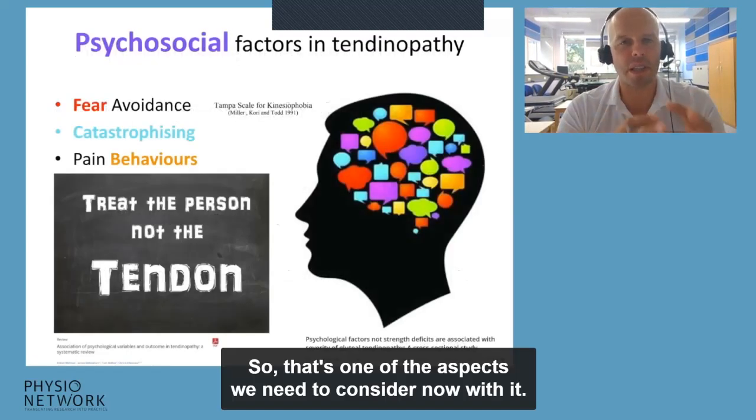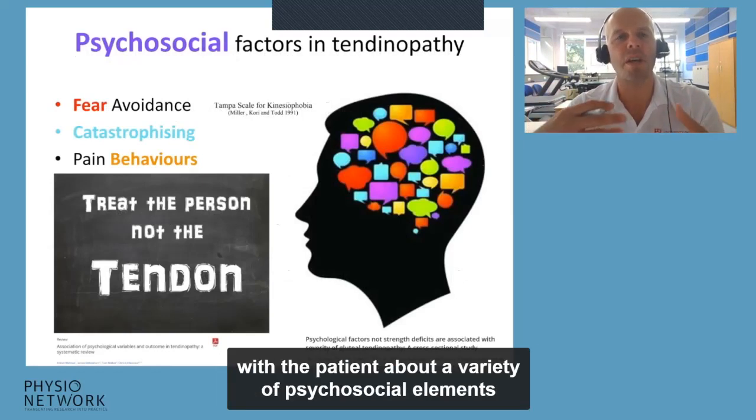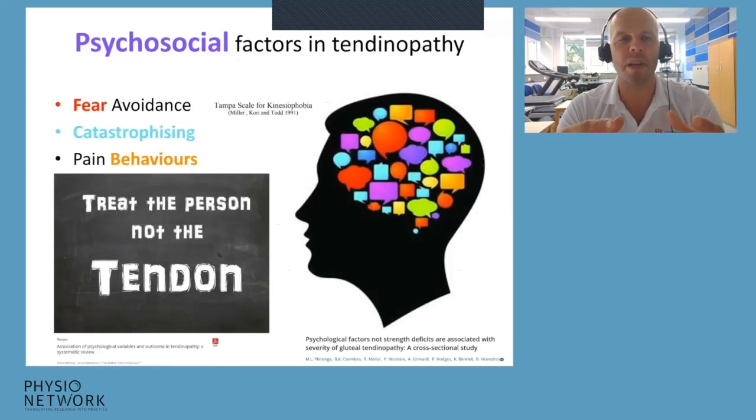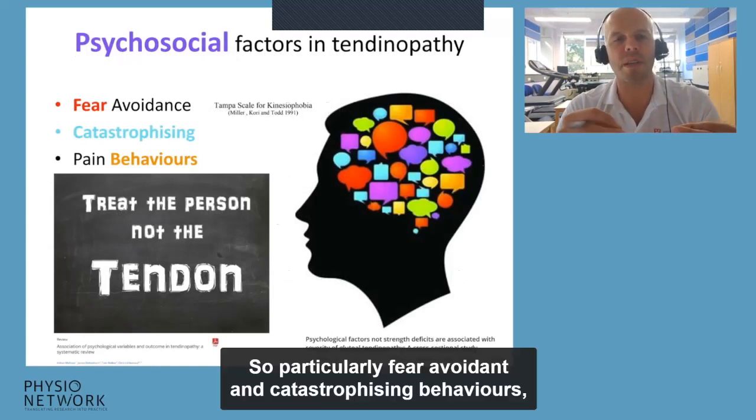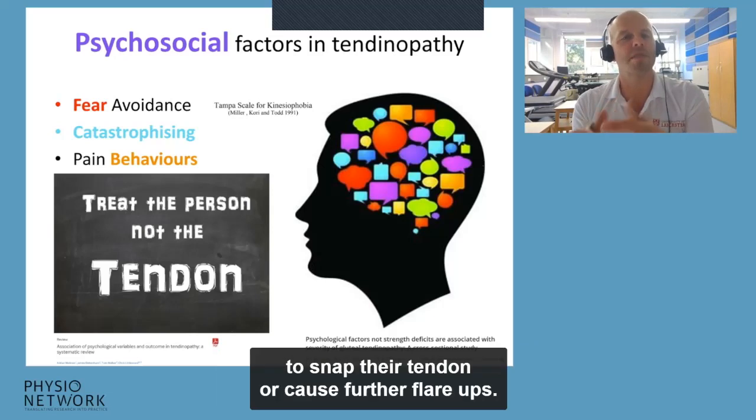So that's one of the aspects we need to consider now with it. We also need to build into our subjective examinations with the patient a variety of psychosocial elements that influence tendinopathy. So particularly fear avoidant and catastrophizing behaviors, because these allow the patients to avoid doing the activities because they're very worried that they may go on to snap their tendon or cause further flare-ups.